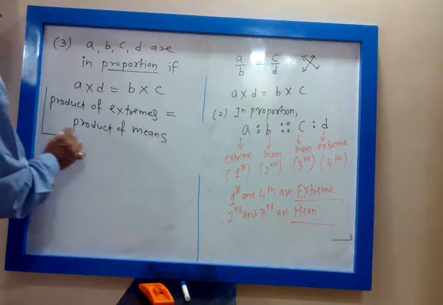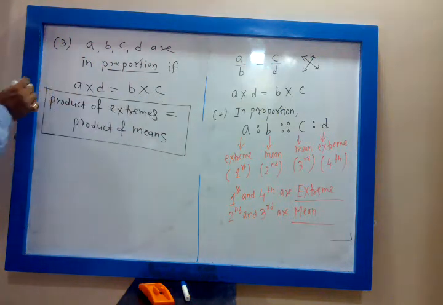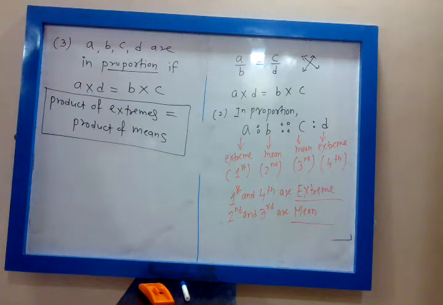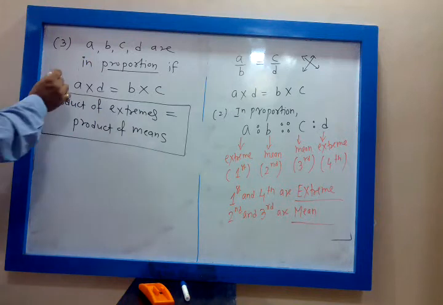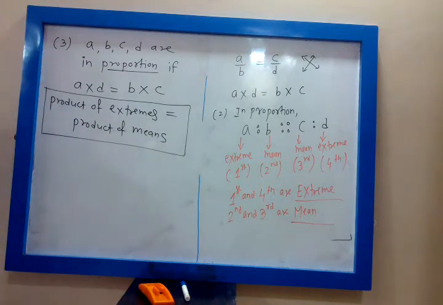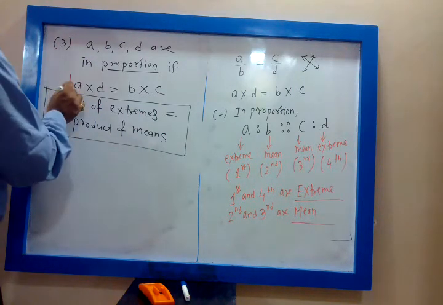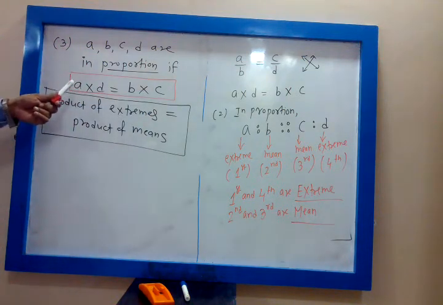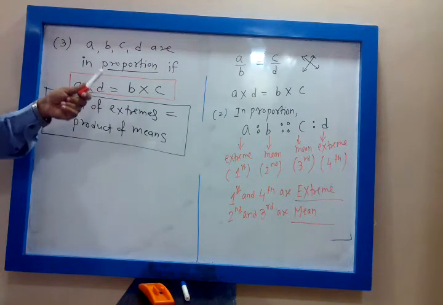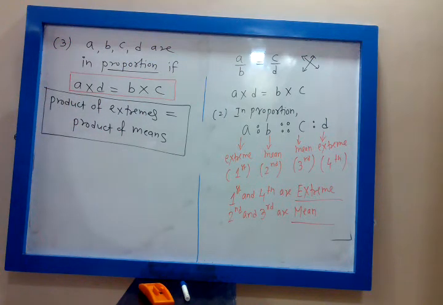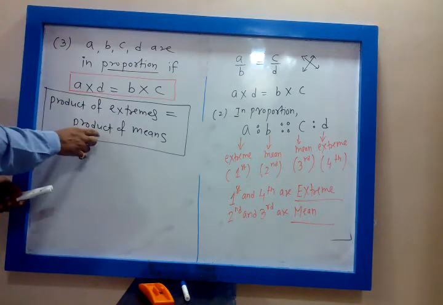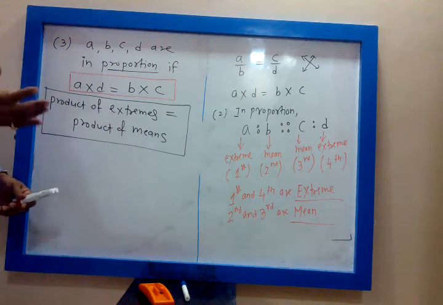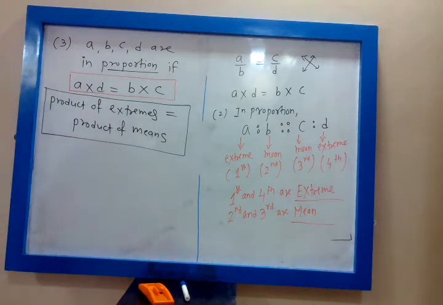Then A, B, C, D are in proportion. This you remember. Product of extremes is equal to product of means, means A into D is equal to B into C. So whenever you want to check whether the 4 numbers are in proportion, we check whether A into D is equal to B into C. If product of extremes and product of means are equal, then the 4 numbers are in proportion. Is it clear, this part?